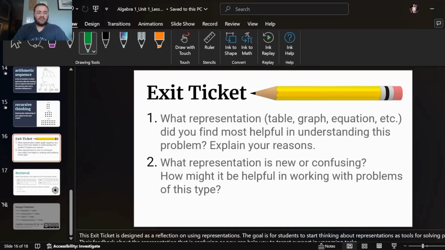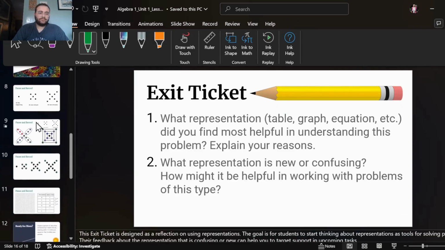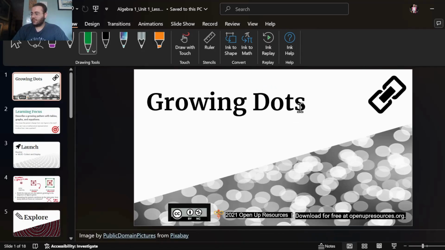I'm not going to discuss the exit ticket since we actually just discussed it, and there's no real math. This is really just an opinion type of question, like, hey, what did you think about these representations? So that's our second lesson called growing dots. This is going to build us up for future lessons.